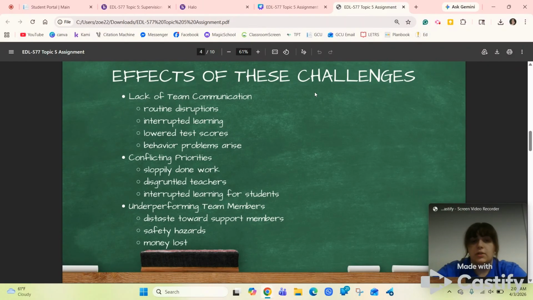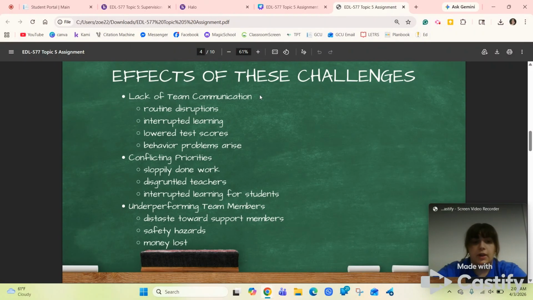Different effects of each of these challenges. A lack of team communication that leads to routine disruptions for the students, interrupted learning of the students, lowered test scores due to the interrupted learning and routine disruptions, and behavior problems arising due to a lack of normal routine.